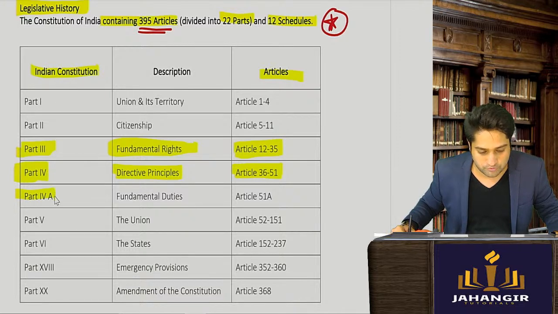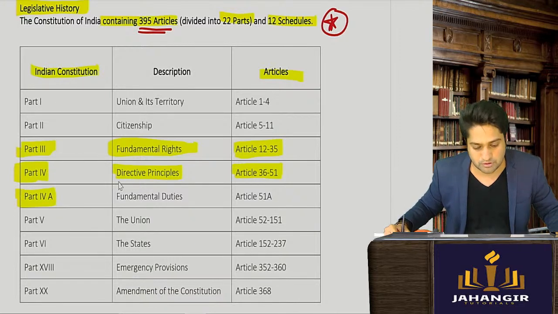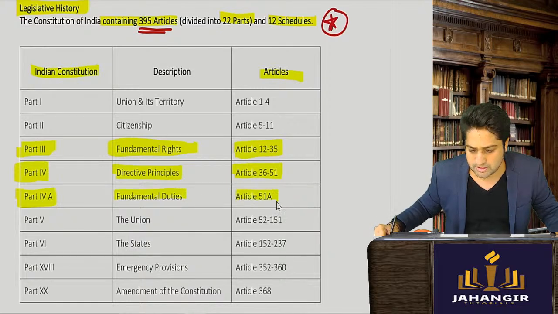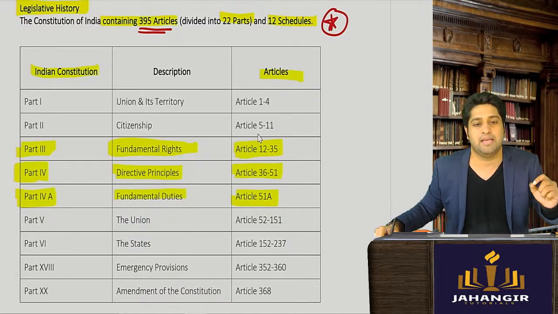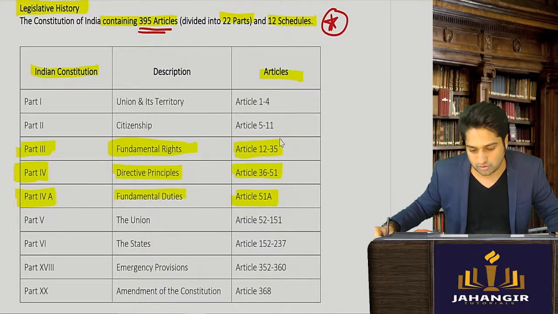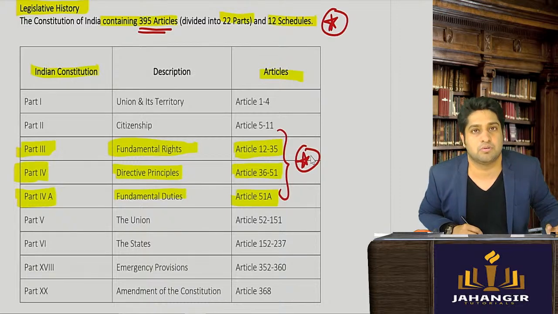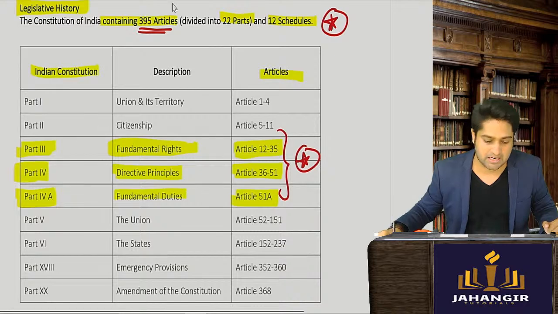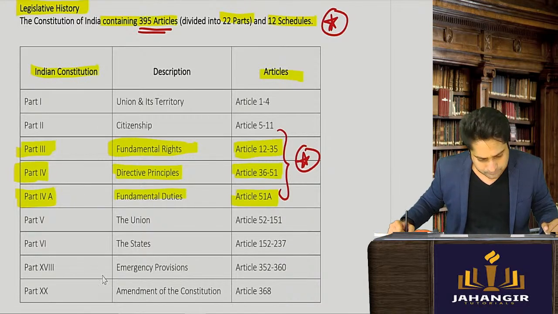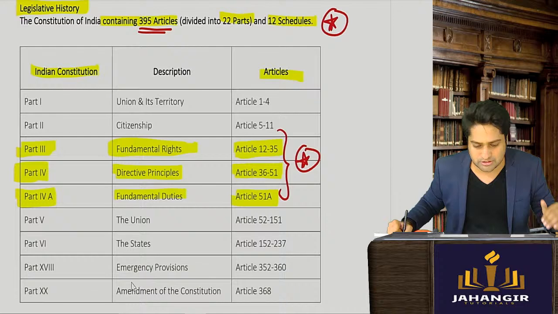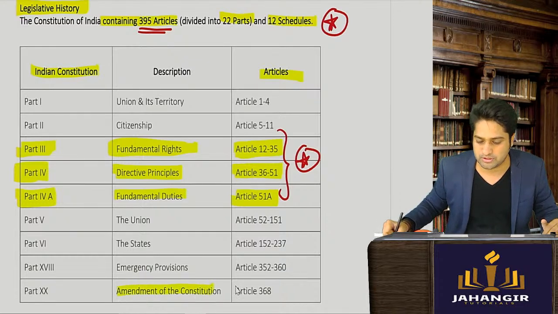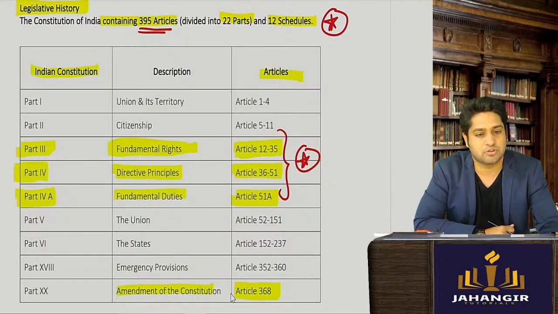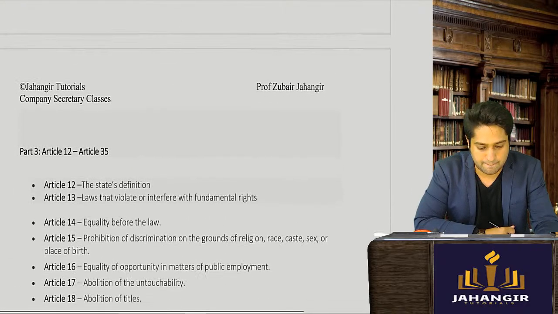Next is Part 4A of the Constitution, which gives you the fundamental duties, given in Article 51A. The past exam questions have been framed mainly from these points, so you can quote it in your exams. Another important point you can read is the emergency provisions and the amendment of the Constitution under Article 368. So at least Parts 3, 4 and 4A you should remember.